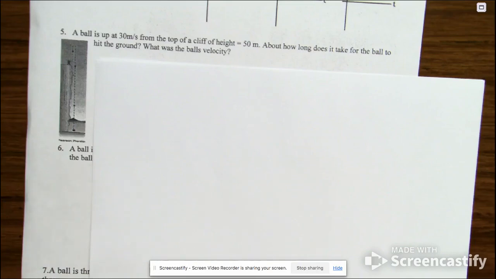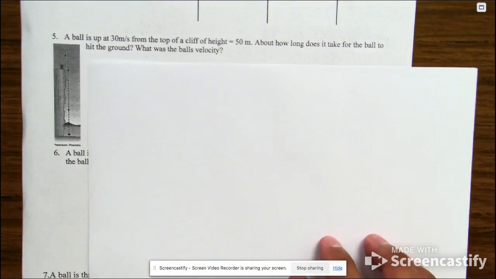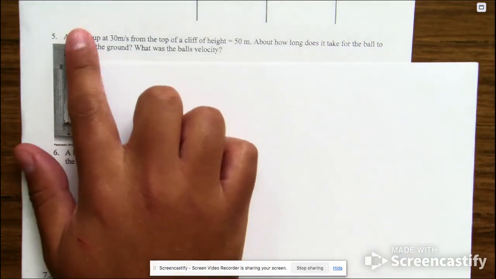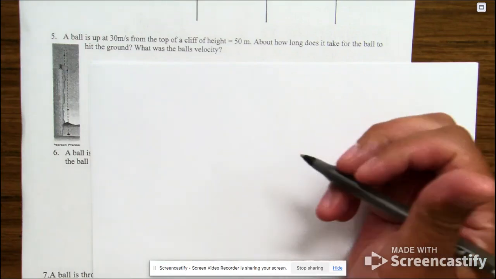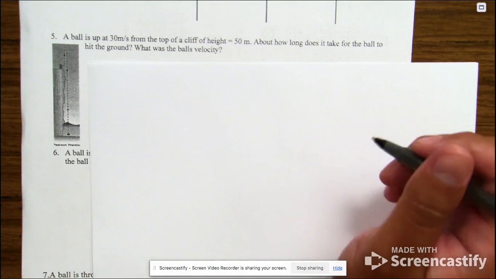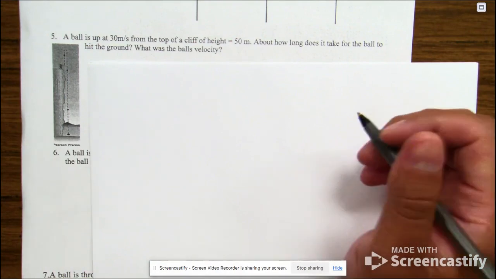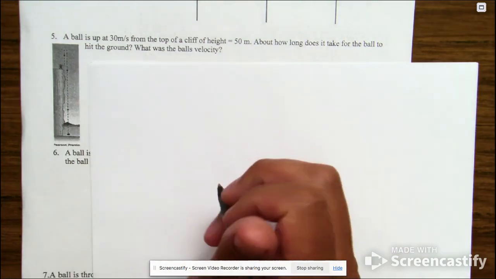Okay, what I'm going to do is go over one of the homework problems. I picked a tougher one, which is number 5. I'm going to show you one way to solve this problem, and I want to be clear: there are multiple ways to solve it. That's the thing about physics. I'll show you one way, and then I'll make another video to show you how to solve it another way, okay?